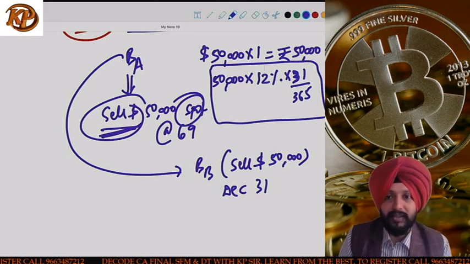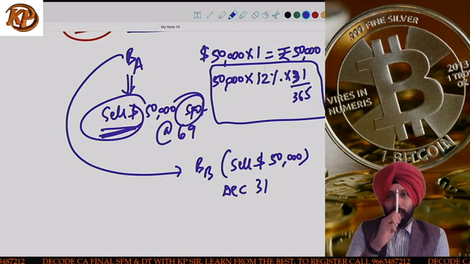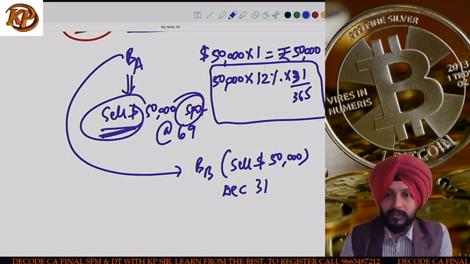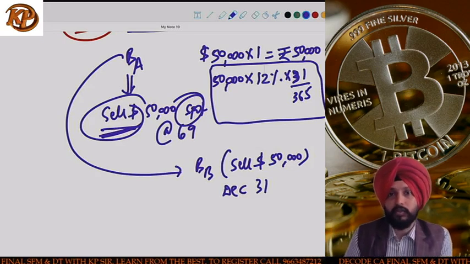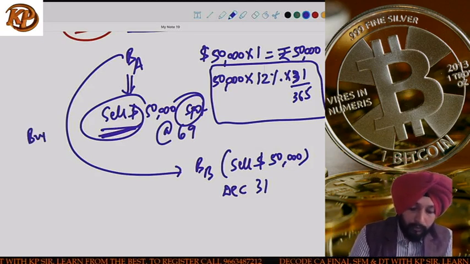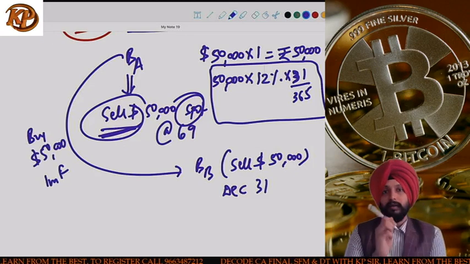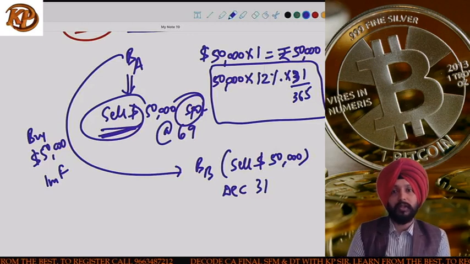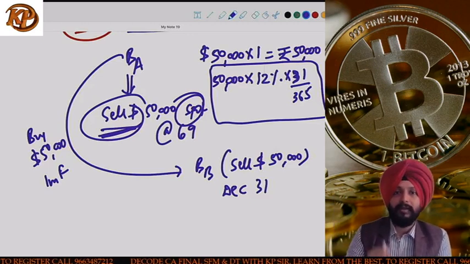Are you understanding, guys? So now bank A is worried: oh my god, what I got from the customer I sold in the spot market, but I am also committed to give bank B $50,000 on 31st December. So for this, bank A will buy $50,000 one month forward. After one month they will take 50,000 from the market and give it to bank B.